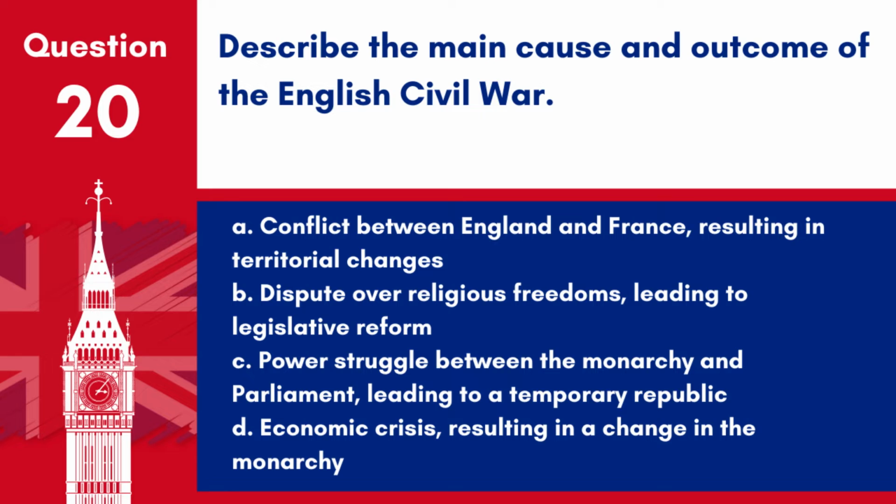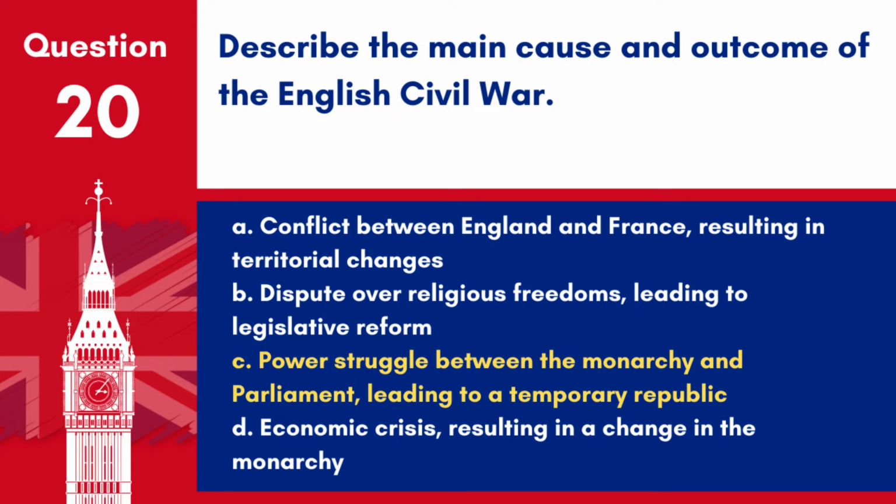Question 20. Describe the main cause and outcome of the English Civil War. A. Conflict between England and France, resulting in territorial changes. B. Dispute over religious freedoms, leading to legislative reform. C. Power struggle between the monarchy and Parliament, leading to a temporary republic. D. Economic crisis, resulting in a change in the monarchy.